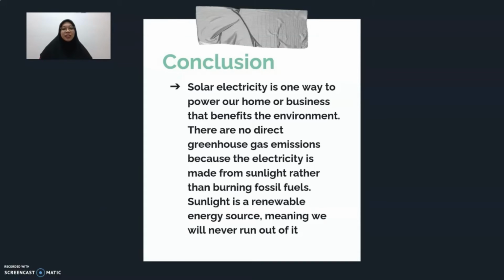Solar electricity is one way to power our home or business that benefits the environment. There are no direct greenhouse gas emissions because the electricity is made from sunlight rather than burning fossil fuels. Sunlight is a renewable energy source, meaning we will never run out of it.